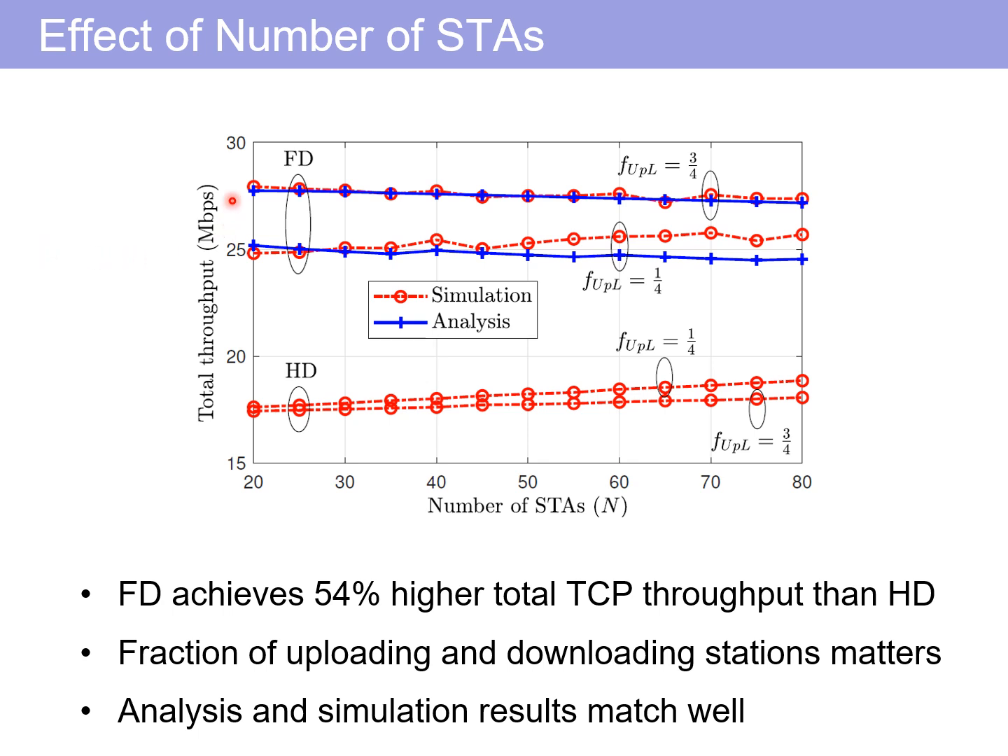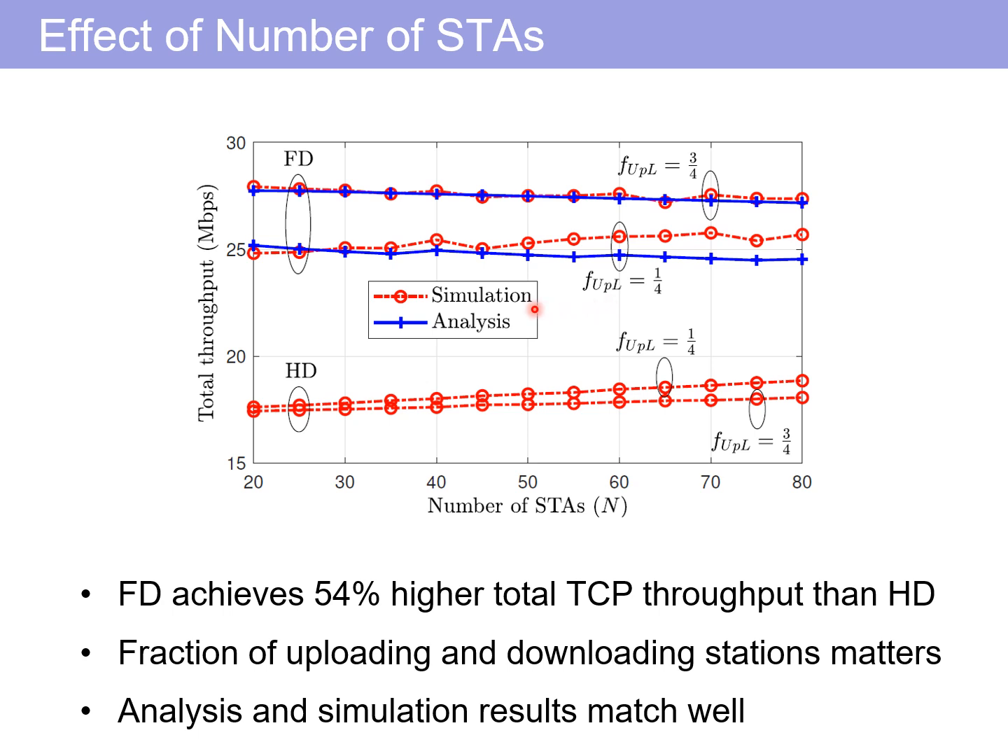We now look at the effect of the number of STAs on the TCP throughput. In this figure, the total TCP throughput, that is, the sum of the aggregate downloading and uploading STAs throughput, is plotted against the number of stations n, where n varies from 20 to 80. For FT, both analysis and simulation results are plotted, and we see that they match well with an error less than 5%. This validates our analysis and the approximations that we make. We also plot the TCP throughput for two different values of FUPL, where FUPL is the fraction of uploading stations that is given by NU by N.